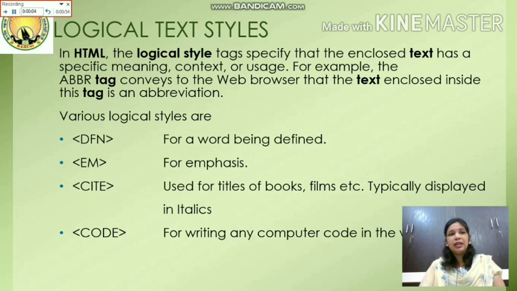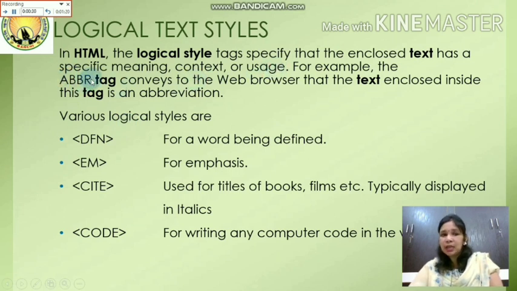Basically in HTML, there are two types of text styles. One is logical and another one is physical. Logical text styles mean that the browser will interpret them according to their meaning only. They specify that the enclosed text has a specific meaning, context or usage. For example, if you use the tag ABBR, it stands for abbreviation. So whatever you write inside this tag will be an abbreviation of any acronym or something like that.